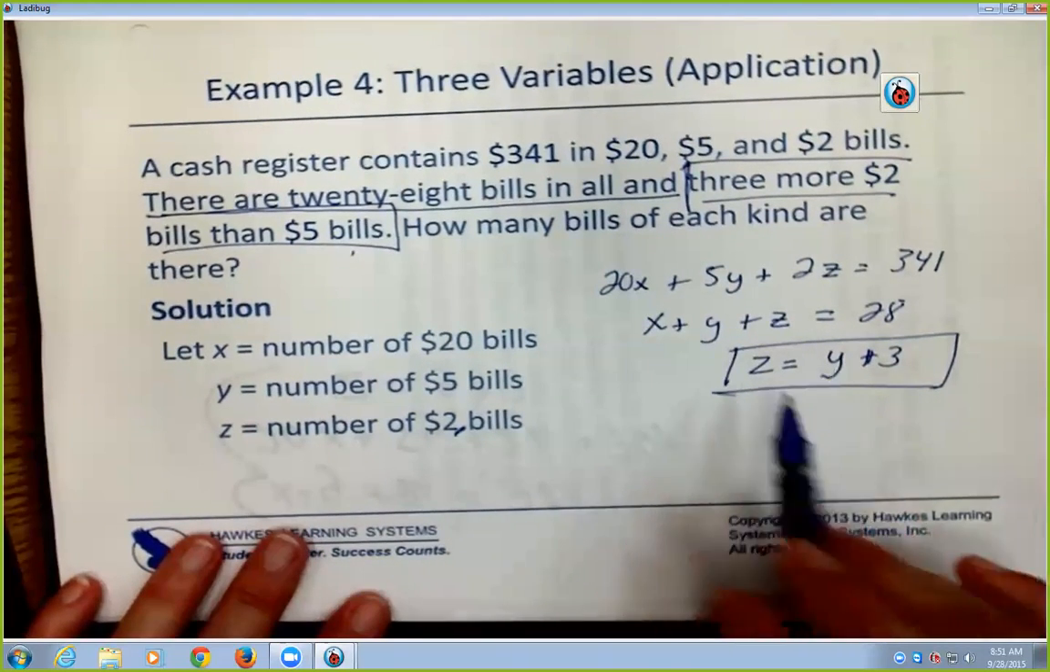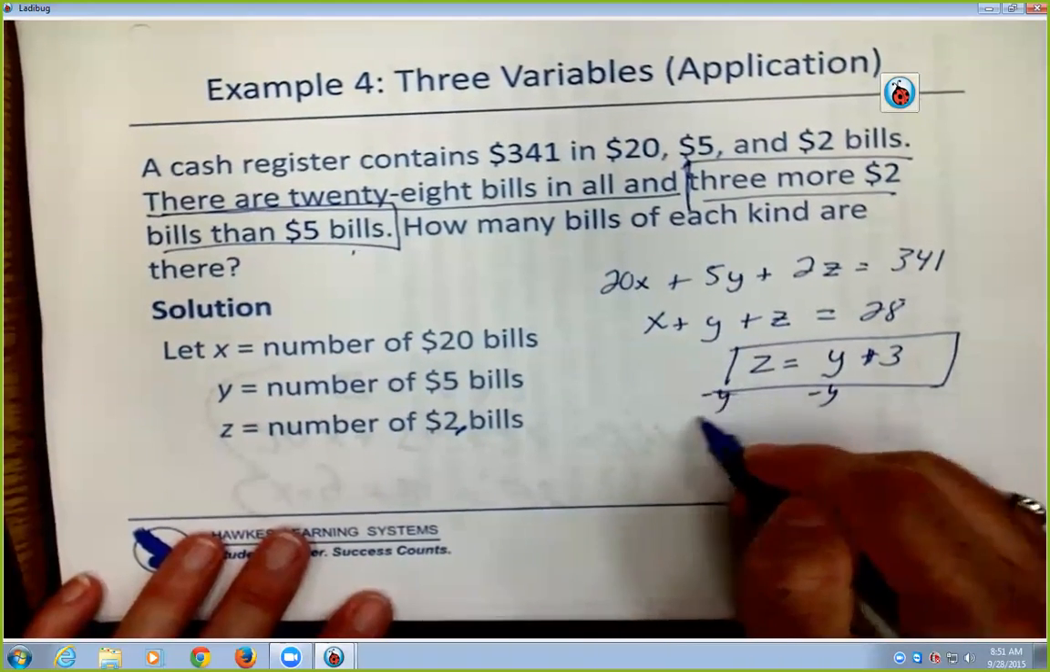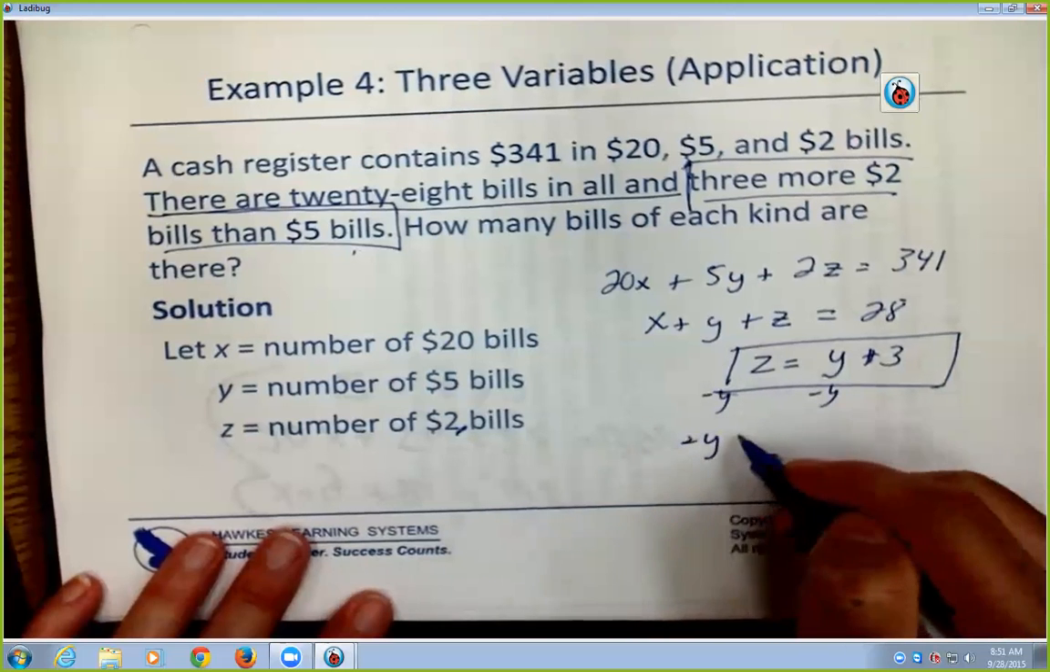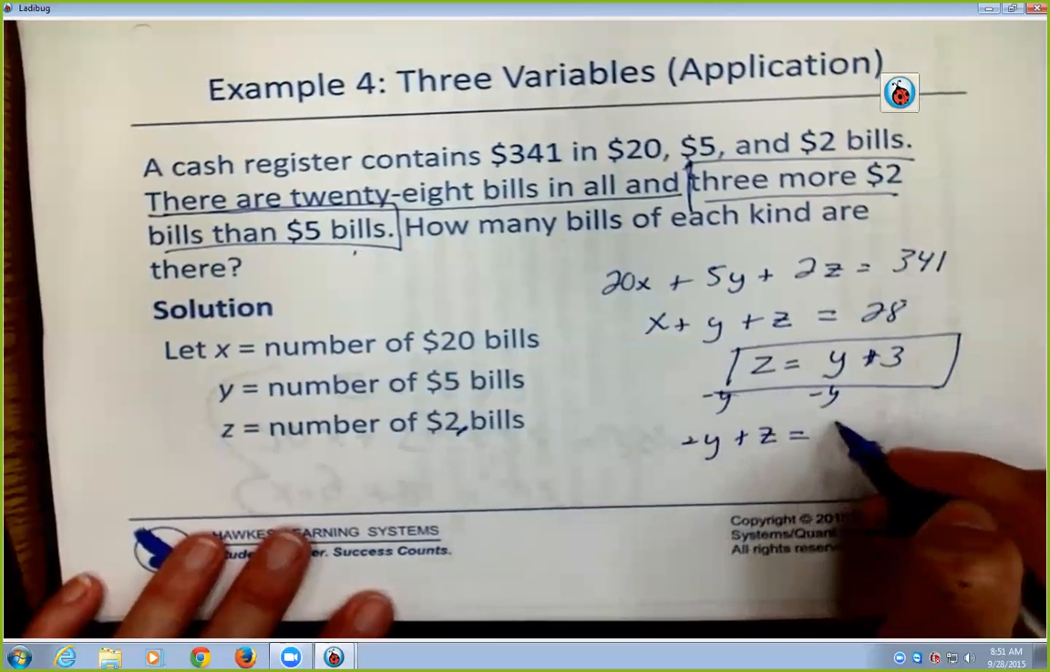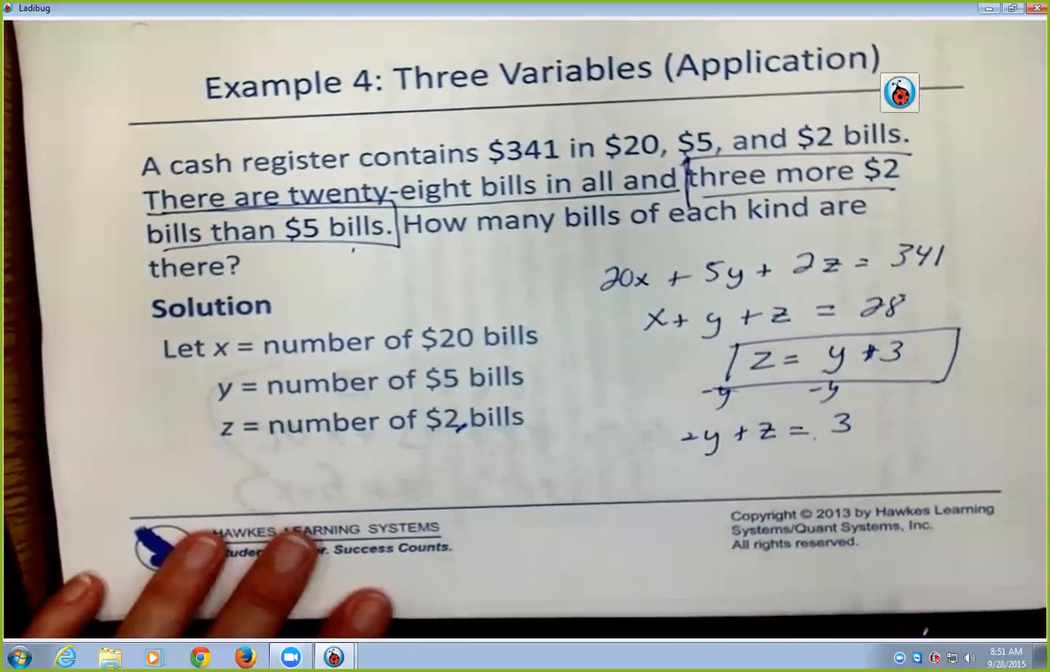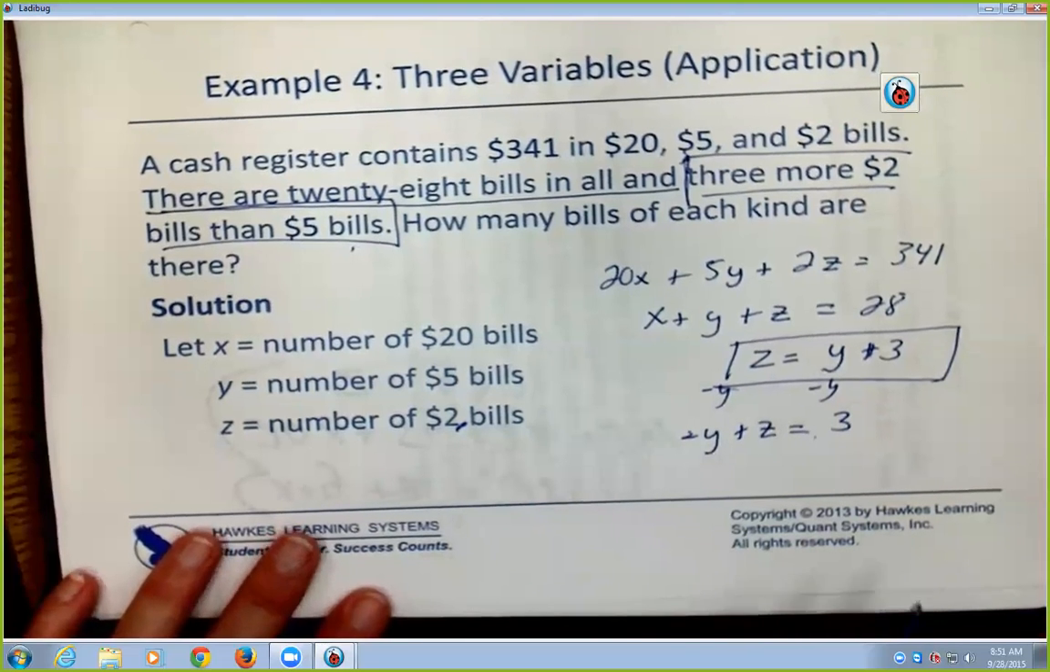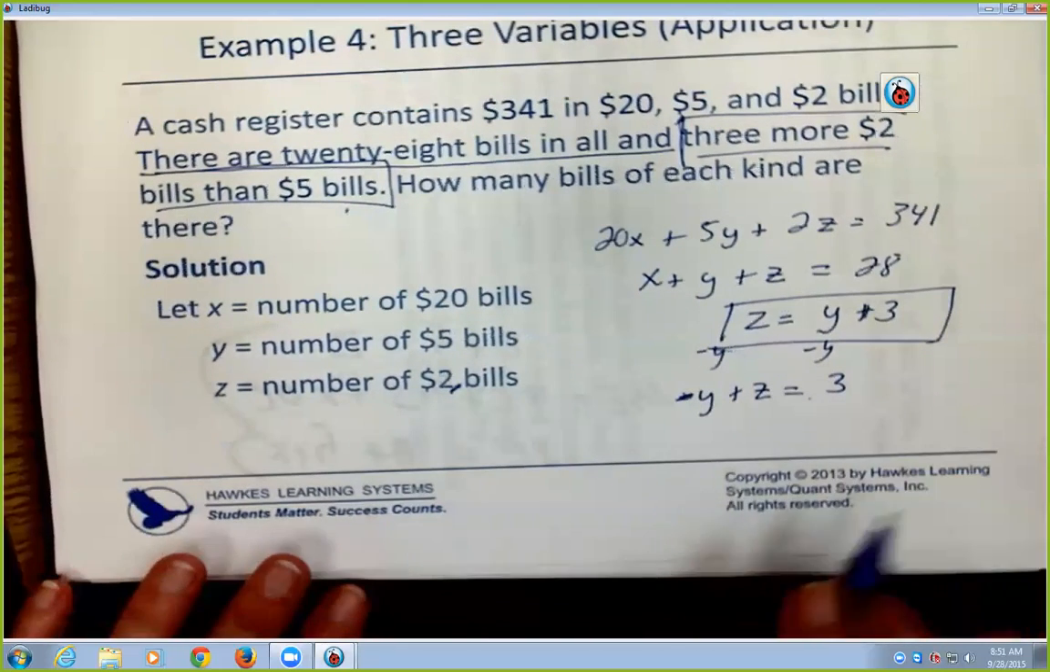So I need to move my Y over. If I subtract a Y from each side, I get negative Y plus Z is equal to 3. Now it looks right, correct? Think it looks right? So I've got a minus Y plus Z.